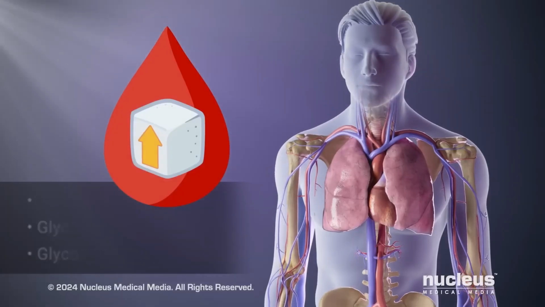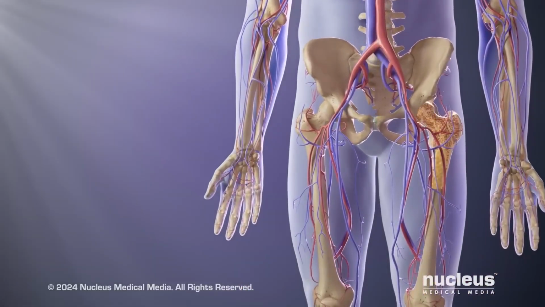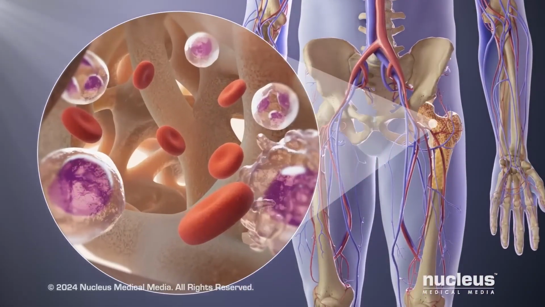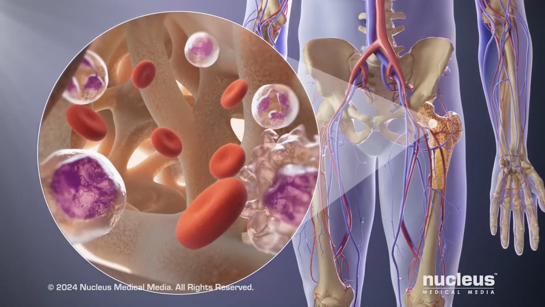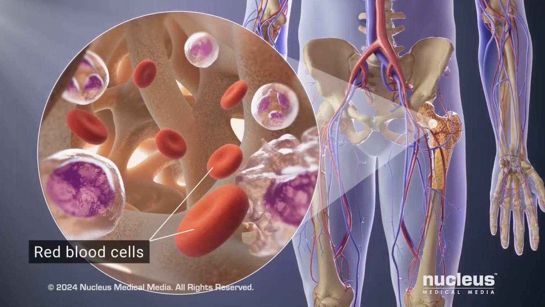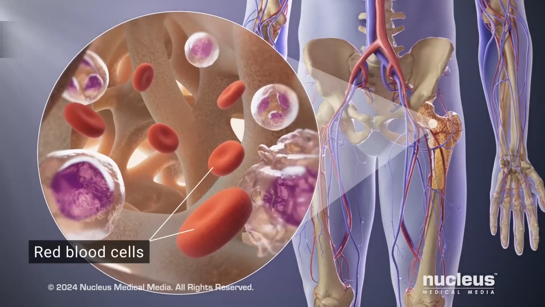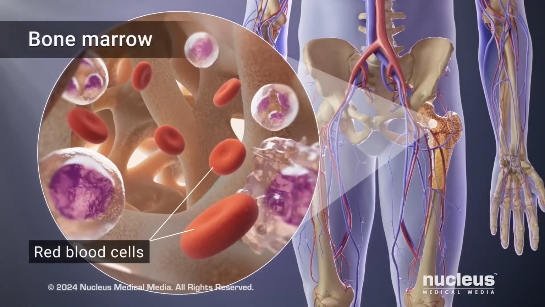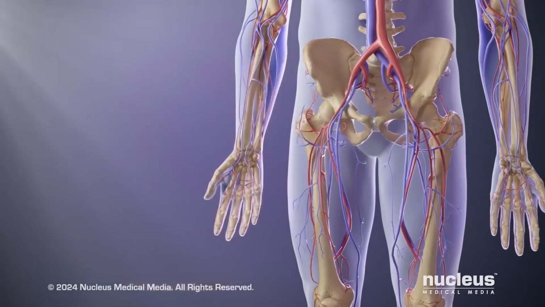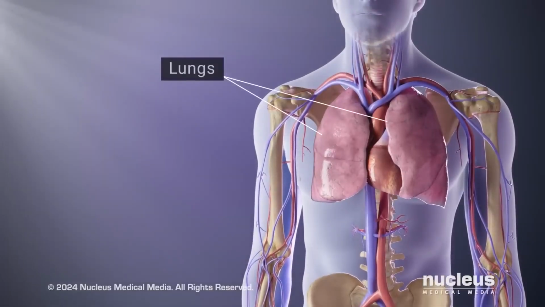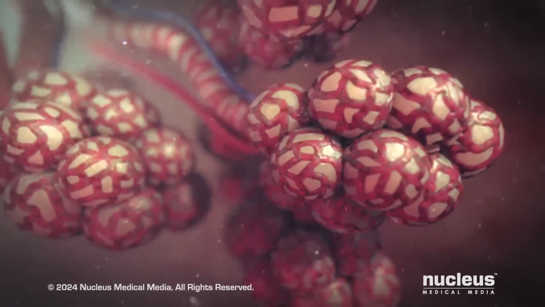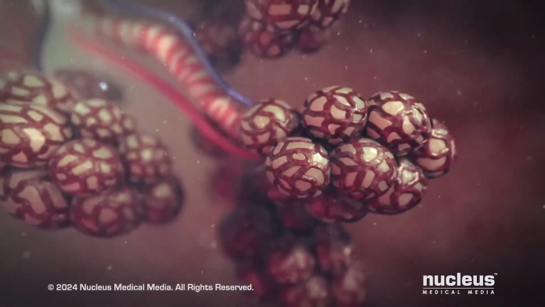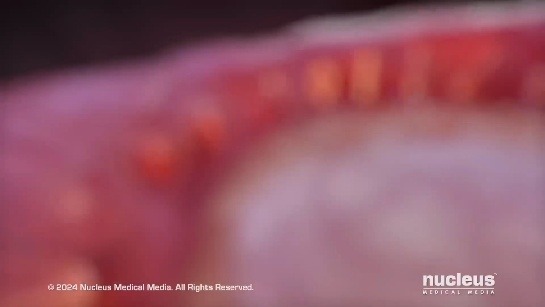In order to understand how the test works, it's important to know about red blood cells and how your blood sugar affects them. Most of the cells in your blood are called red blood cells. They are made in your bone marrow, which is the tissue in the center of your bones. From there, they travel to your lungs, where they pick up oxygen from the air you breathe in. This happens in tiny air sacs in your lungs, called alveoli.